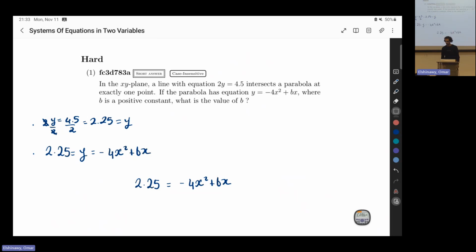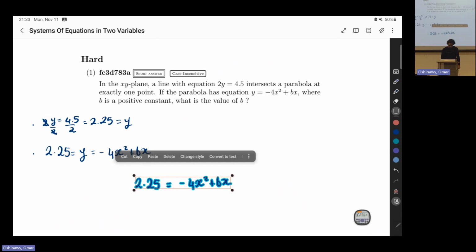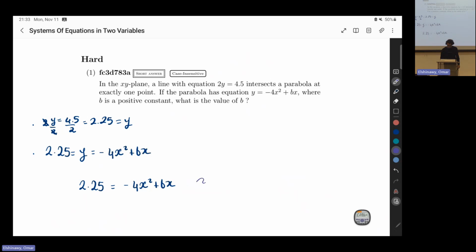We can use the quadratic formula. Good idea, but I need to set it up. Yeah, that's very good. So I need to take away 2.25 from both sides. And if I do this, here I get a 0. I get 0 is equal to minus 4x squared plus bx minus 2.25.